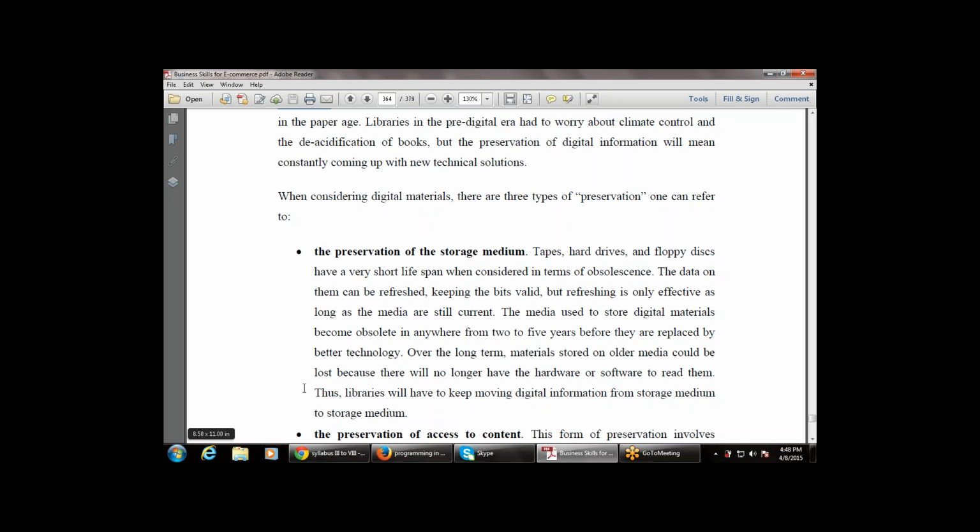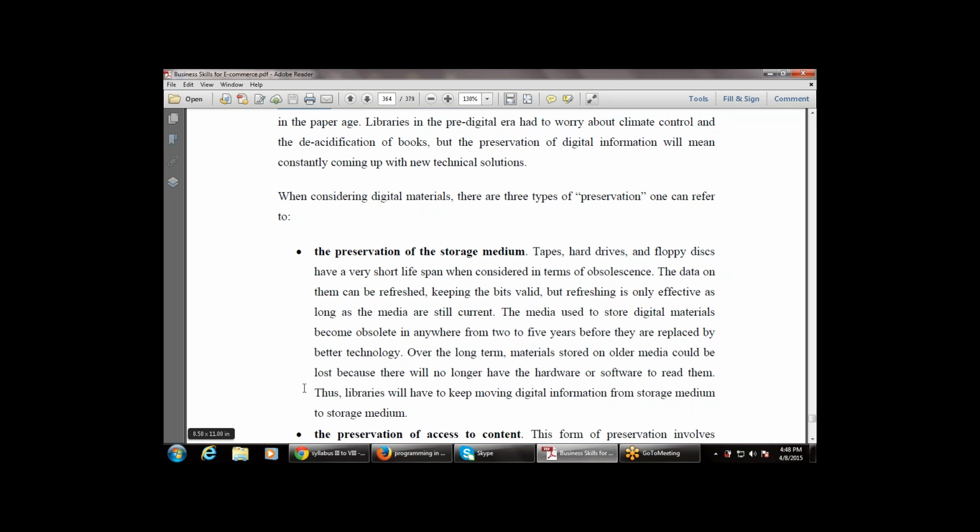Over the long term, materials stored on older media could be lost because there will no longer be the hardware or software to read them. Because everything becomes obsolete, there is a need to preserve the material, to preserve the storage capacity.